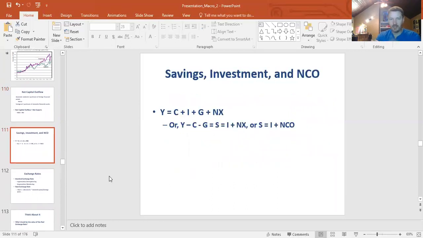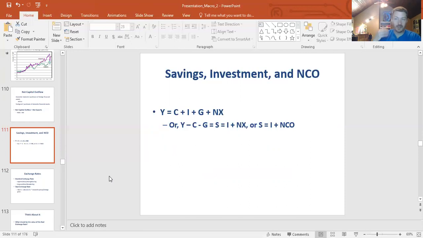Now here's another little tidbit. We've talked about this equation before, way back in the GDP chapter: Y equals C plus I plus G plus NX, net exports. That's an equation that should be comfortable to you now. You can also rearrange it, and you can introduce a new term. Y minus C minus G is defined as national savings.